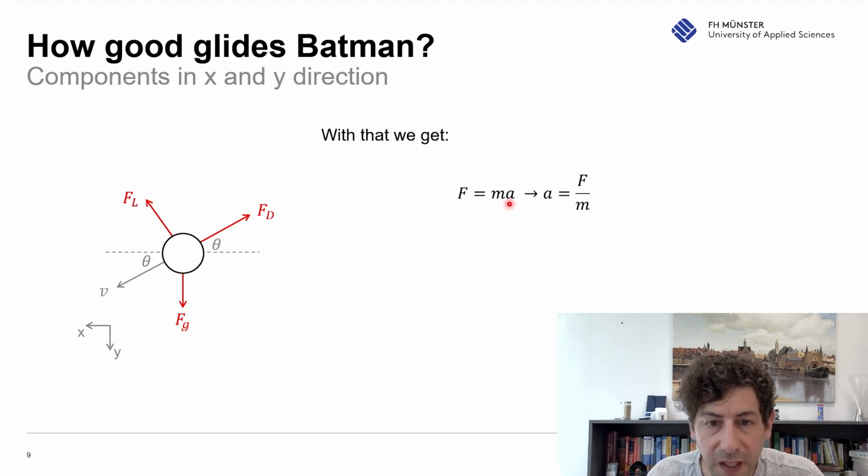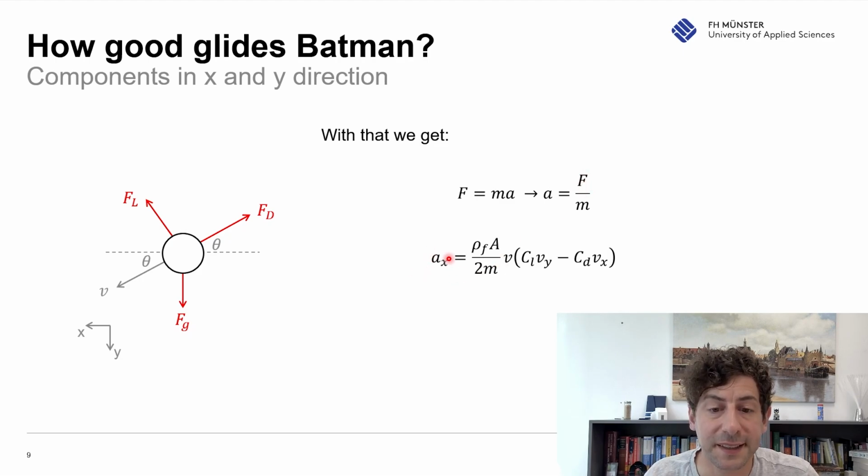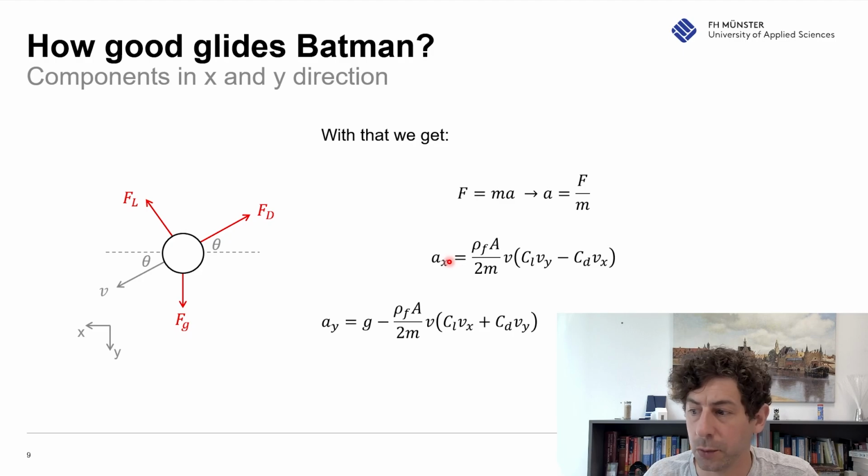And now we can take the very general equation F equals ma, and we rearrange this to a. And a is nothing other than F divided by m. And we have an F description in x direction, which we can put in here, and in y direction, which we can put in here. So we have an acceleration in x direction, and we have an acceleration in y direction.